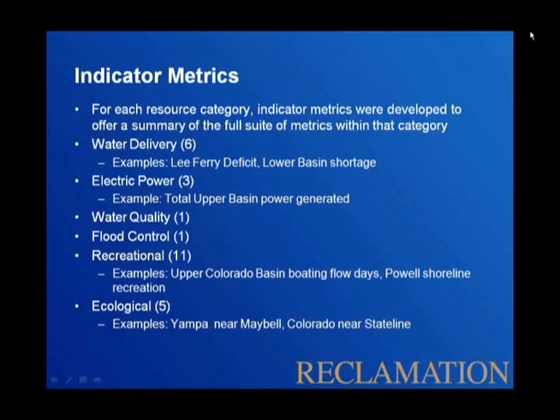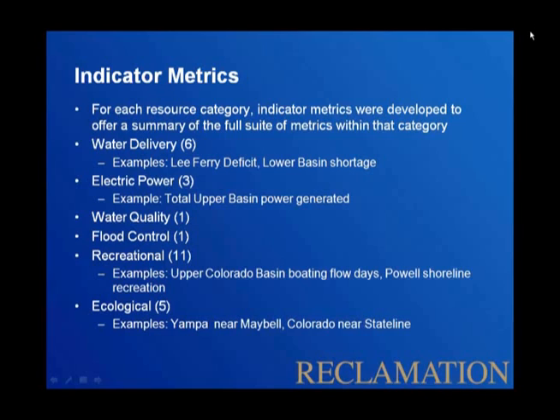Thanks, Alan. So as we talked about earlier, there are 90 some odd indicator or individual metrics, which makes it pretty challenging to distill down and summarize and view the results across or even within a particular resource category. So we came up with the idea of an indicator metric, and the idea is to offer a summary of the suite of statistics and metrics within each category. Shown here are different resource categories and then the number of indicator metrics developed for each one.